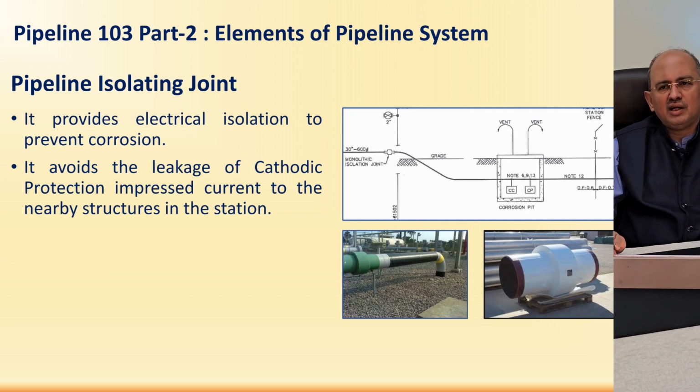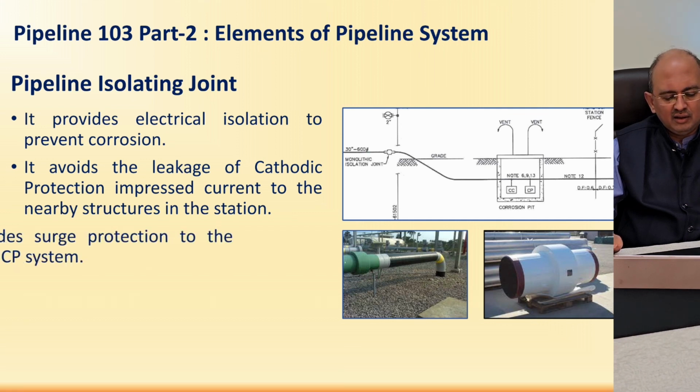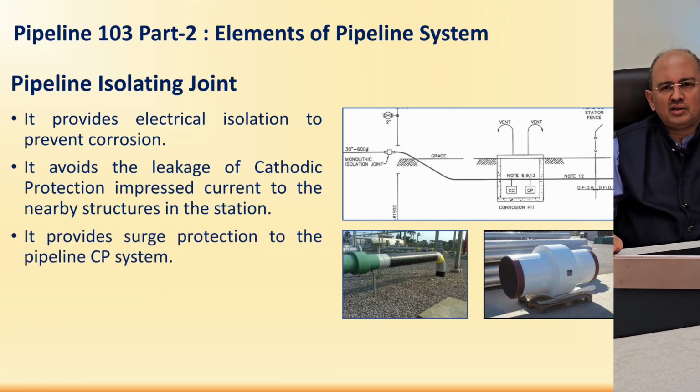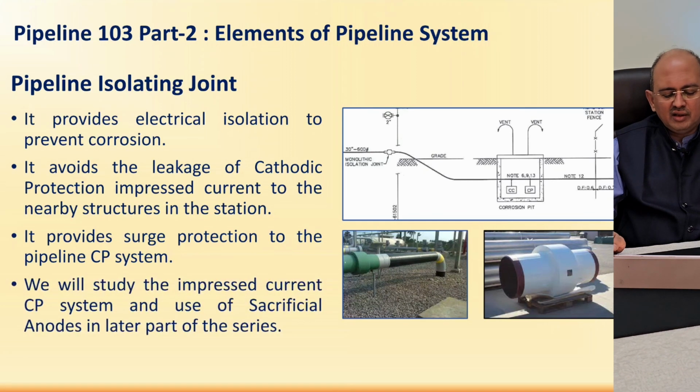We will see the details of the isolation joint later, when we design the individual element, and we'll see these features. But basically, it is breaking the conductance of the CP current leakage to the facility. It also sometimes provides surge protection for the pipeline system. If there is a surge happening, it will not allow the surge circuit to be completed across it. So that helps. We'll study the impressed current CP system also, and the IJ isolation joint cross section, and the other alternate means for providing that, in detail later.